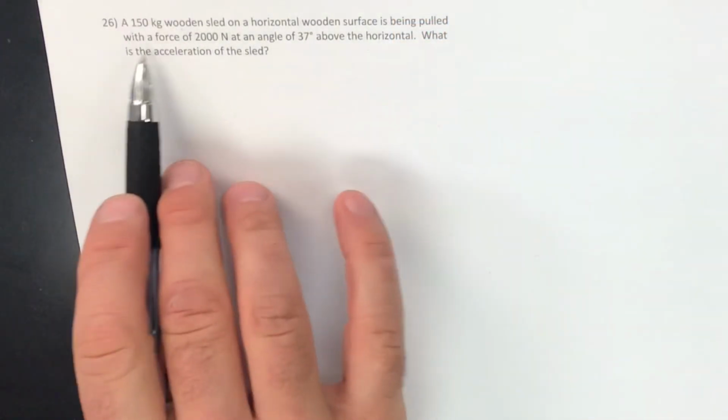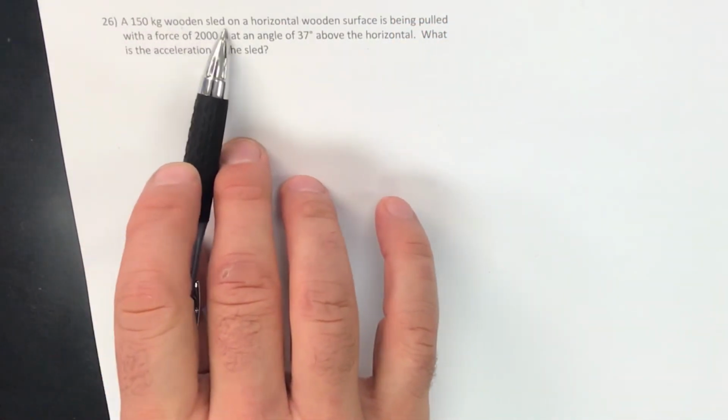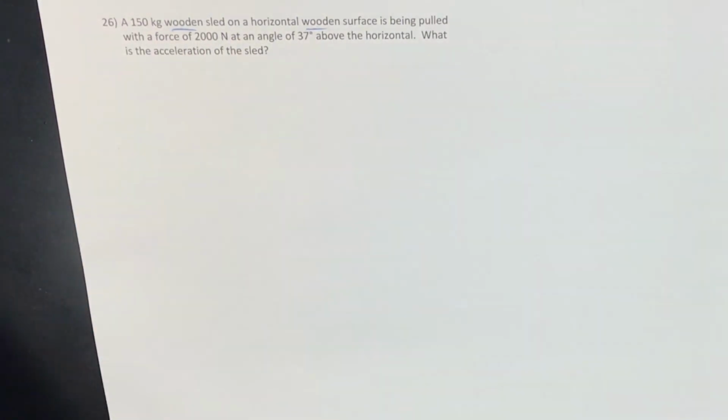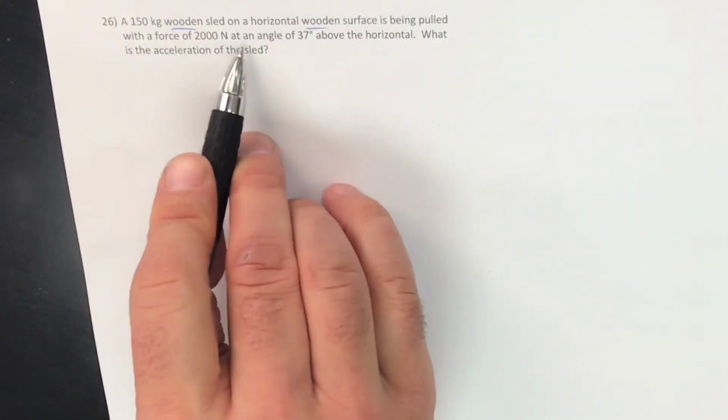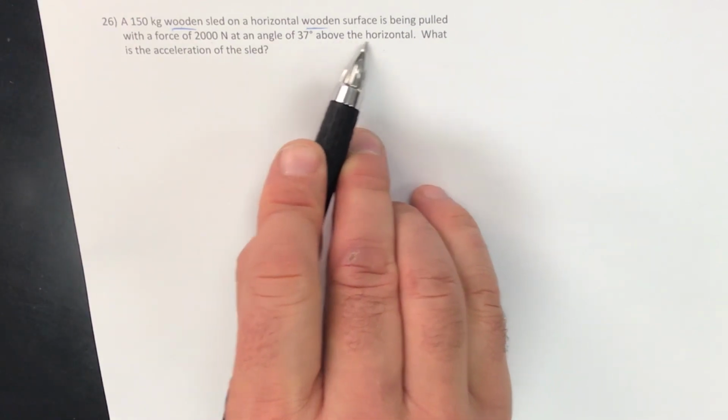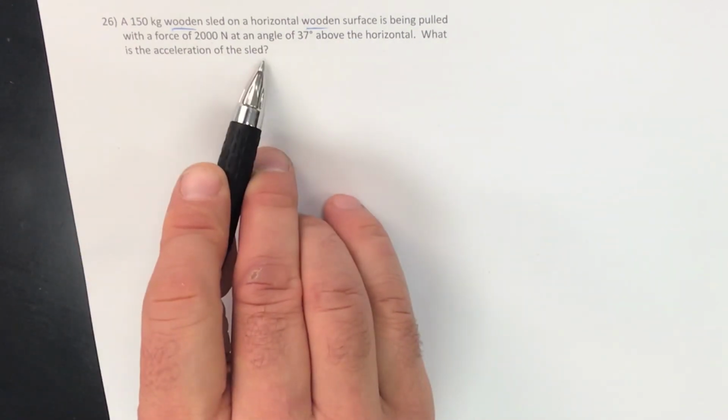More complicated. A 150 kilogram wooden sled on a horizontal wooden surface. What? How is it wooden on the... Oh, that's because it's on the list here. Wood on wood. Okay, we'll get back to that in a minute. It is being pulled with a force of 2,000 newtons at an angle of 37 degrees above the horizontal. What's the acceleration of the sled?